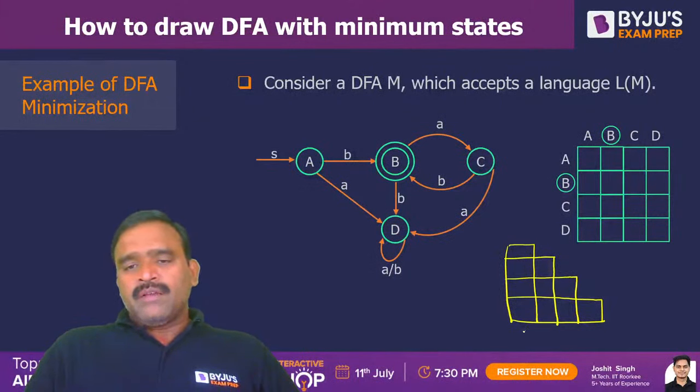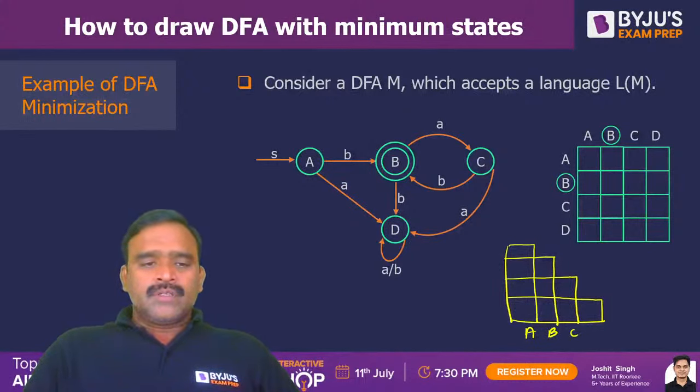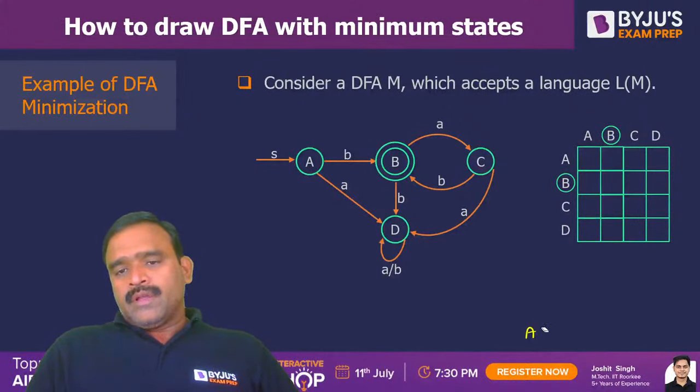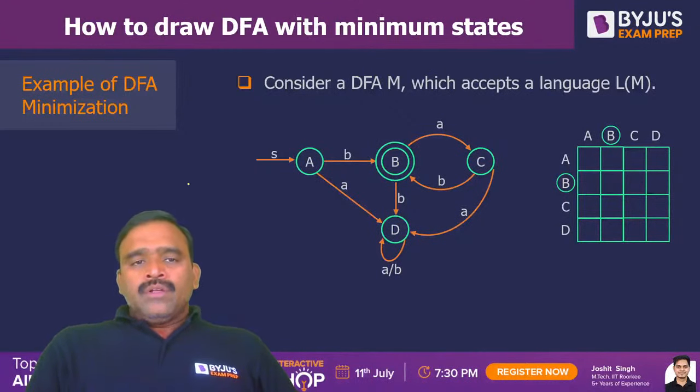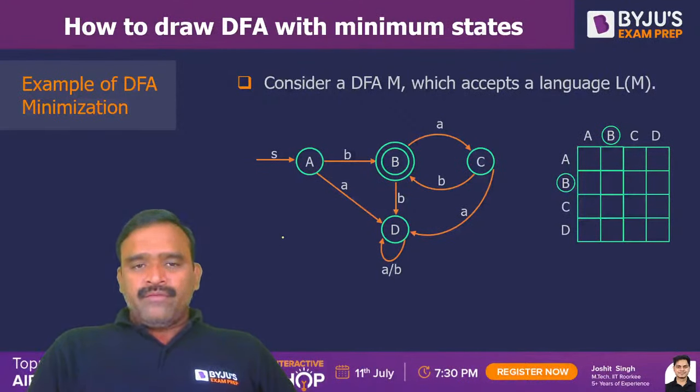For example, we have A, B, C. What are the pairs? In this diagram also we can do it. Anyway, in the next page it is available, I will show you. So what is the delta here? First write the delta.